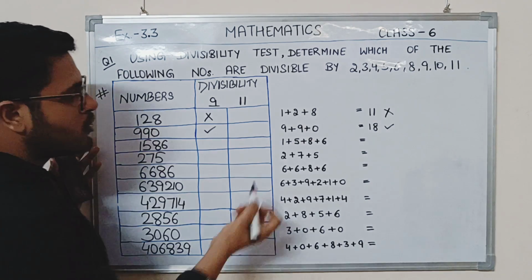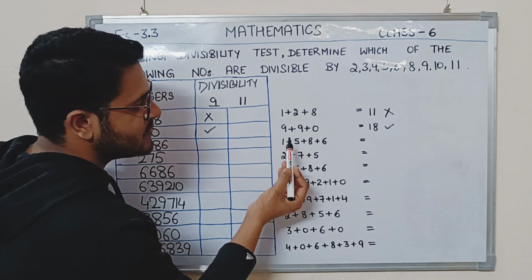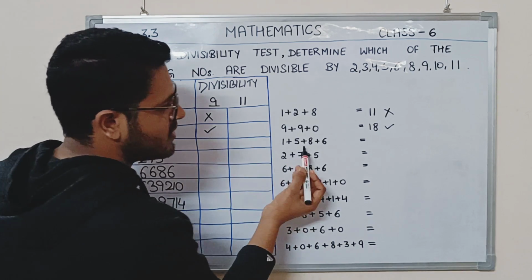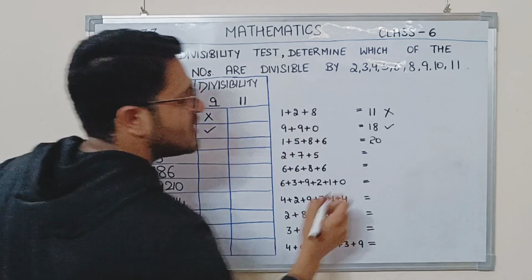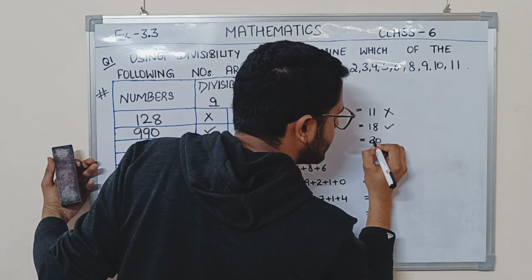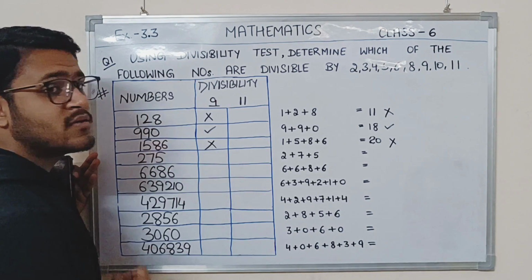1586. So we will do 1 plus 5 plus 8 plus 6. What will it be? 1 plus 5, 6. 6 plus 8 is 14. 14 plus 6 is 20. Now tell me if 20 is divisible by 9. No, right? Therefore this whole number is not divisible by 9.